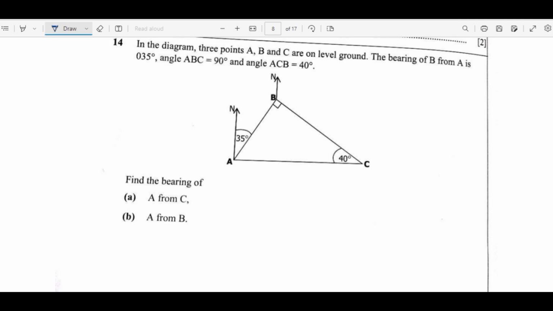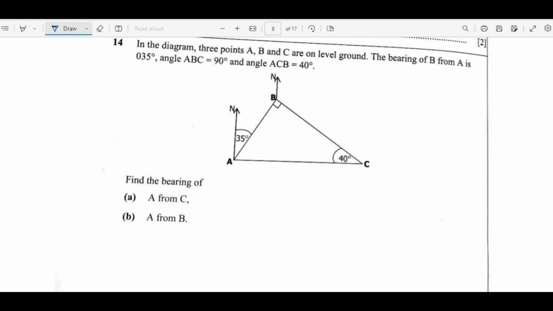In the diagram, 3 points A, B and C are on level ground. The bearing of B from A is 35 degrees. Angle ABC is equal to 90 degrees and angle ACB is equal to 40. The first one, find the bearing of A from C, and B from A.